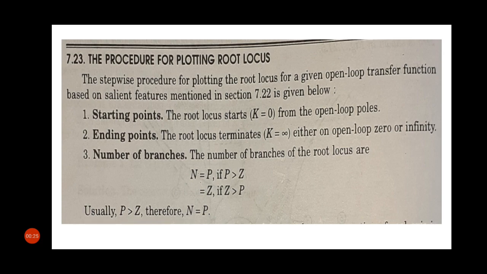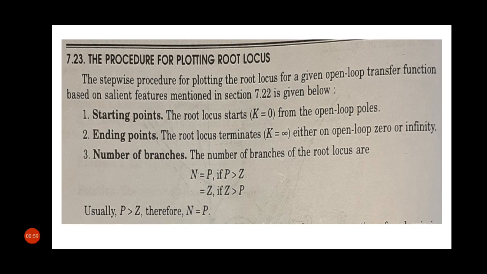So see the first point. First is the starting point. The root locus starts from the open loop poles when k equals 0. Second is the ending point. We know the root locus terminates either on open loop zeros or at infinity when k equals infinity. Third is the number of branches.